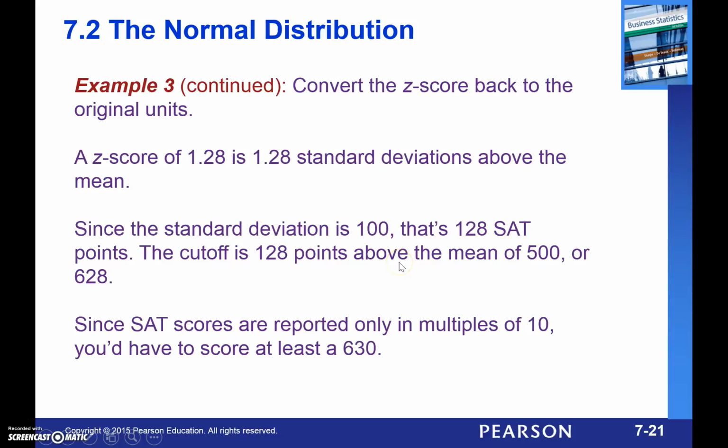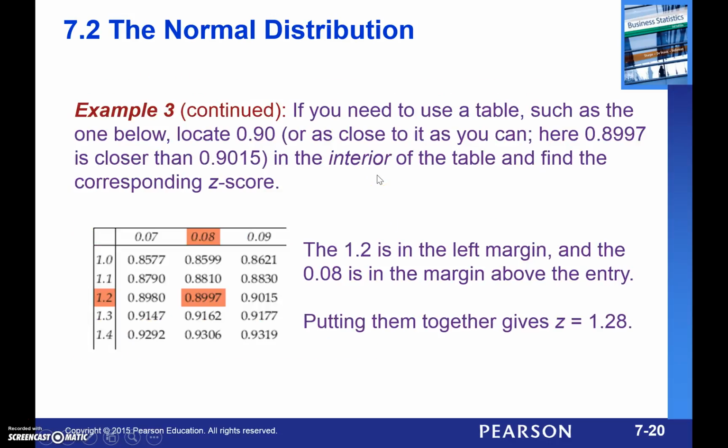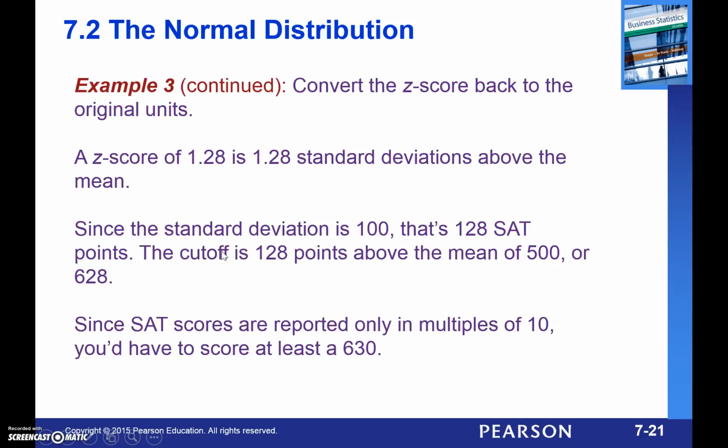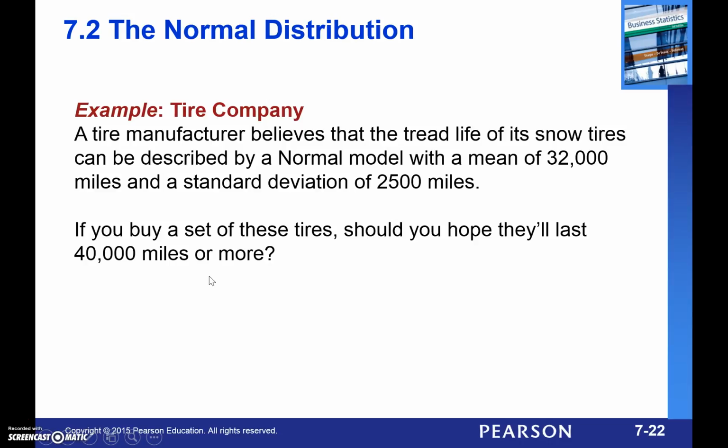And so in this example, we basically took an area, 90%, converted it to a z-score, 1.28, converted that to an SAT value, so 1.28 times our standard deviation of 100 gave us 128, and then we took those points and added it to the mean to get our score. Let's look at another one.